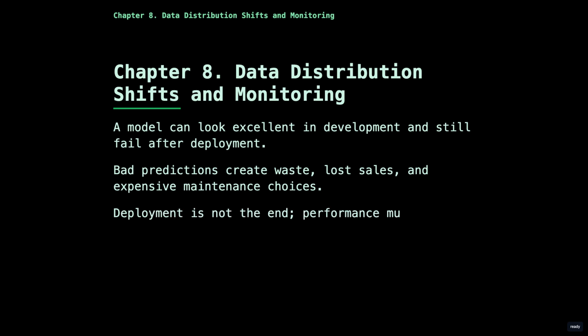A deployed model behaves more like a living system than a finished product. It needs ongoing checks so problems are caught early before bad predictions spread into real decisions and become harder to undo.